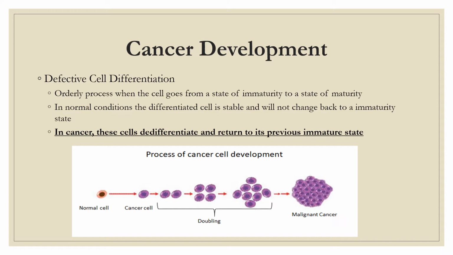So these cells de-differentiate. Instead of differentiating, they de-differentiate and return to their previous immature state. I like this picture here. It shows a normal cell. This is kind of proliferation here. That normal cell is red, and then some mutation happens, DNA changes, and it turns into a cancer cell. And as you can see, they start to proliferate in the wrong way.